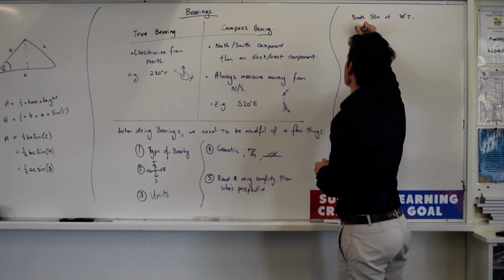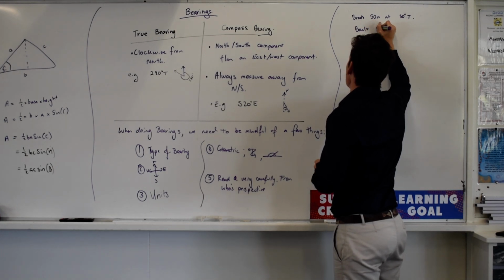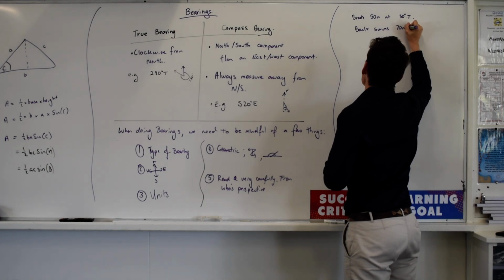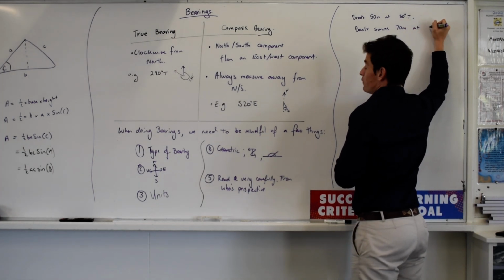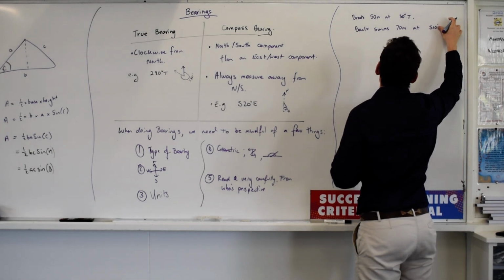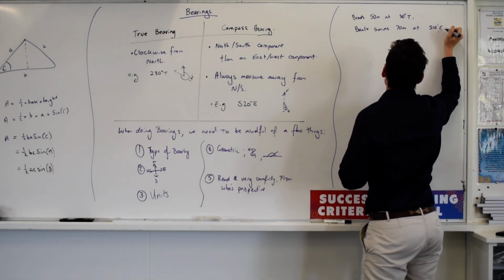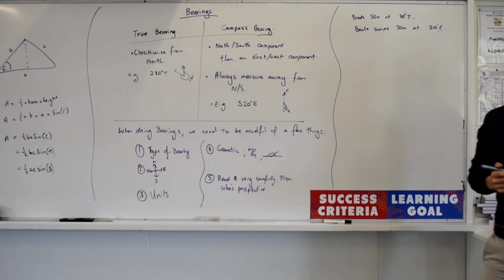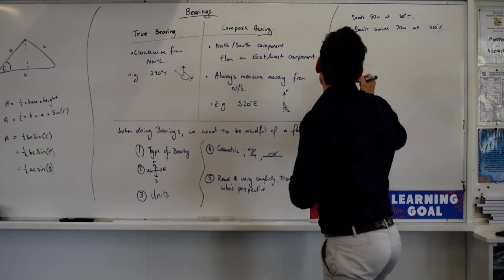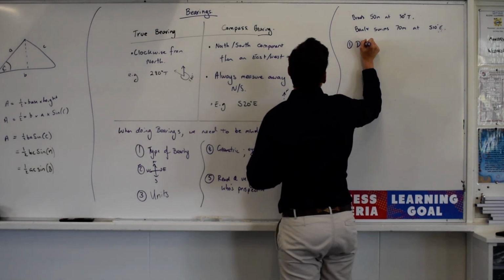While Baxter swims, he goes, it's a big pool, let's go 70 metres. It's a very big pool, south 10 degrees west. Oh no, we'll go east. South 10 degrees east, okay? I want to know the distance between Brad and Baxter. So, question one, find the distance between Brad and Baxter.